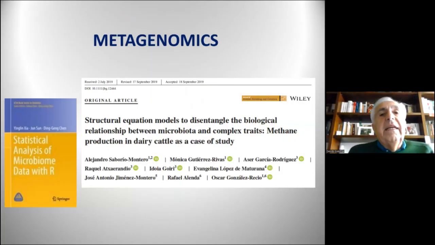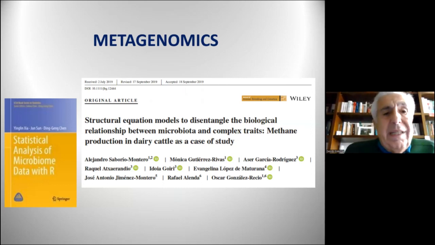Also, there is an increasing amount of interest in altering the rumen microbiota. It's really not a new problem, except that now we have genomics and metagenomic profiles. And this is a paper from the group of Oscar González Recio in Spain, where they studied genetic variation of the rumen microbiota. Of course, it's difficult to do. You cannot do this in many animals, so the estimates are necessarily imprecise. But it gives us an idea of what can be done.